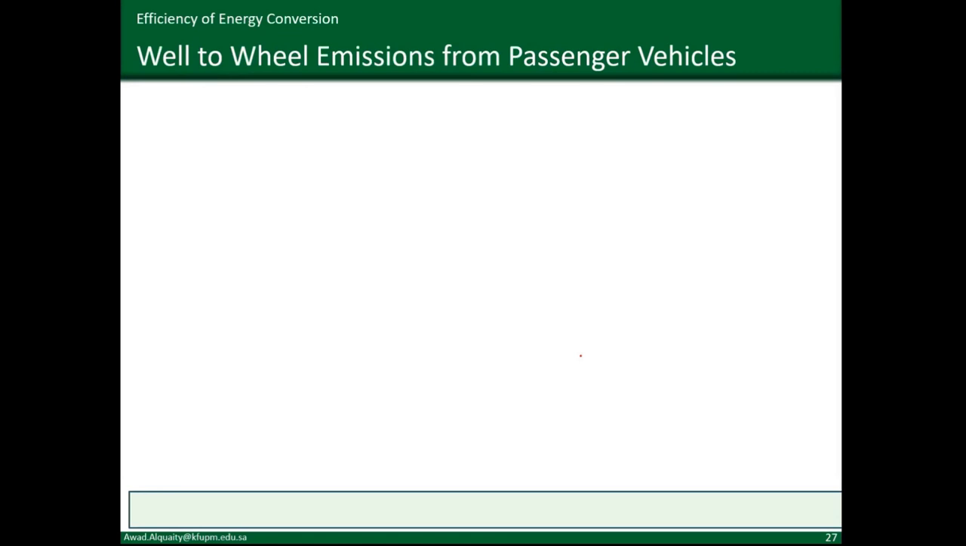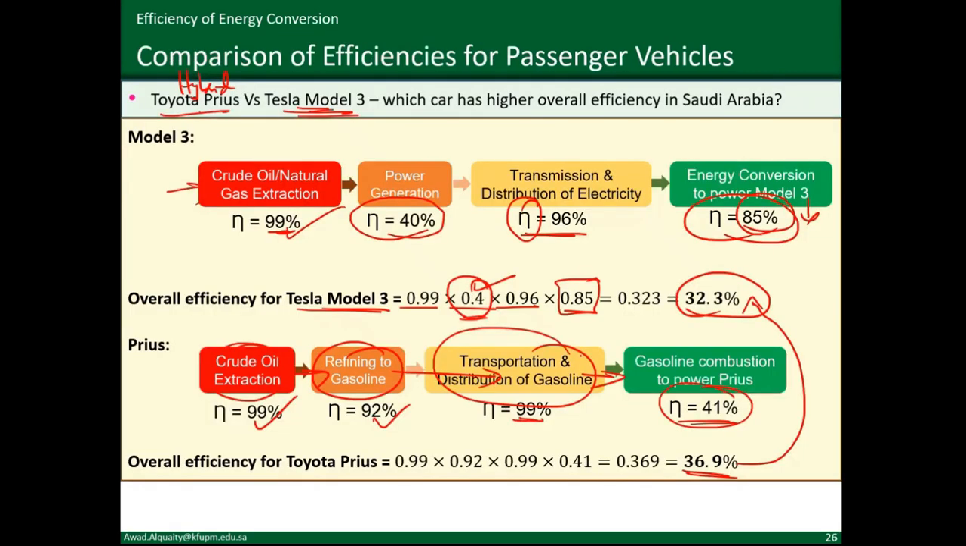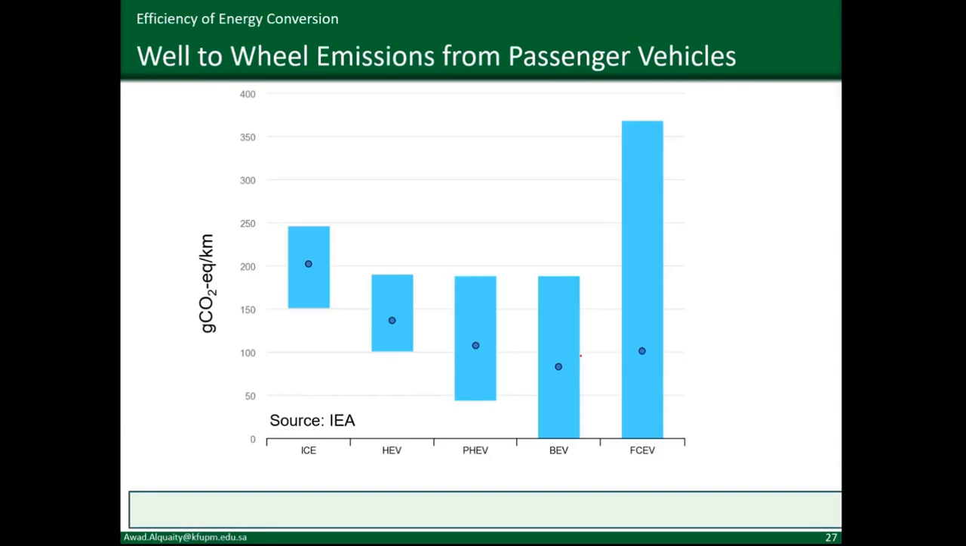Now, this was a very, very simple analysis, right? But I also want to show that this analysis did not give us some crazy numbers. These are very realistic numbers, right? Let's look at the well-to-wheel emissions for different passenger vehicles from the IEA, okay? Now, this is the grams of CO2 equivalent per kilometer, meaning how much CO2 each car will emit per kilometer driven. And this is for an internal combustion engine, hybrid, plug-in hybrid, battery electric, and fuel cell electric.